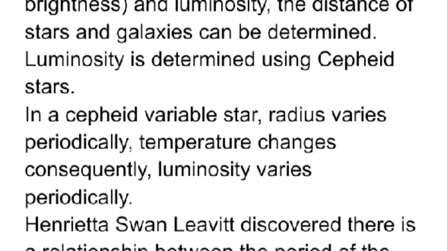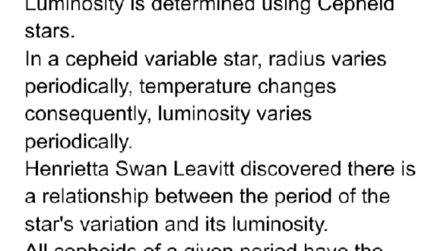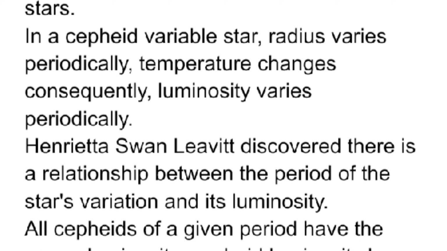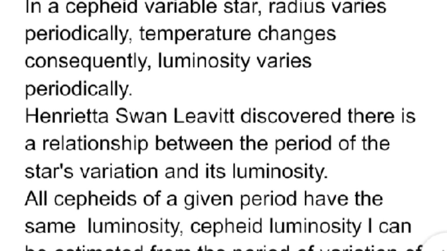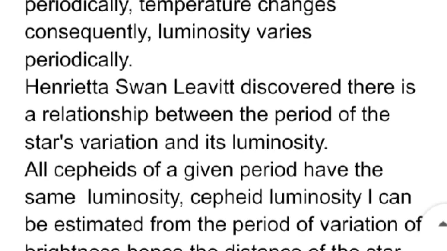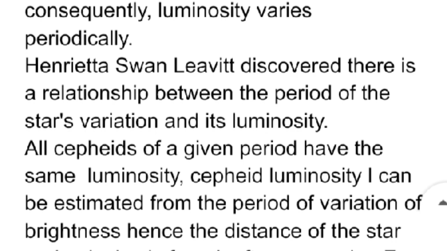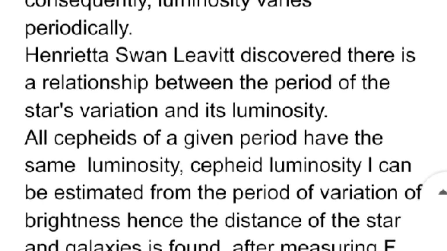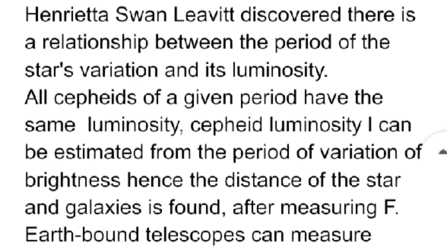In a Cepheid variable star, the radius varies periodically. Temperature changes consequently, so luminosity varies periodically. Henrietta Swan Leavitt discovered there is a relationship between the period of the star's variation and its luminosity. All Cepheids of a given period have the same luminosity. Cepheid luminosity L can be estimated from the period of variation of brightness, hence the distance of the star and galaxies is found after measuring the flux.